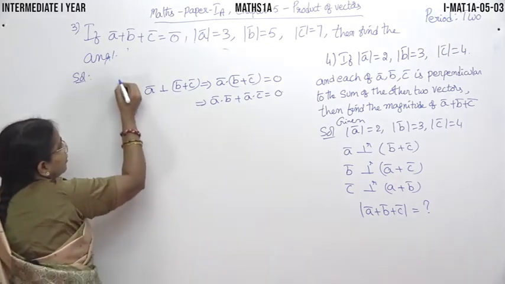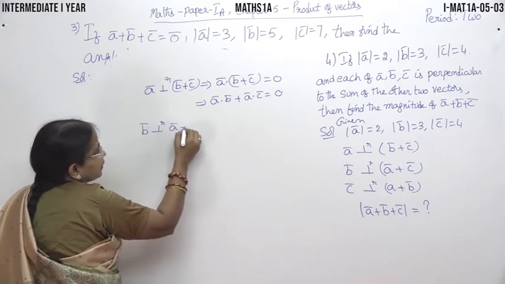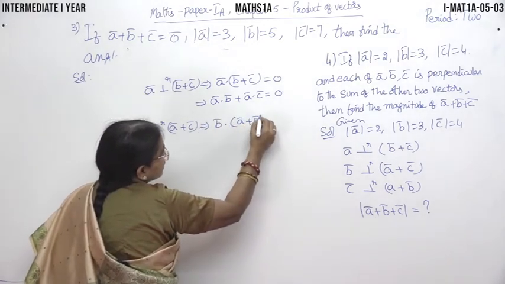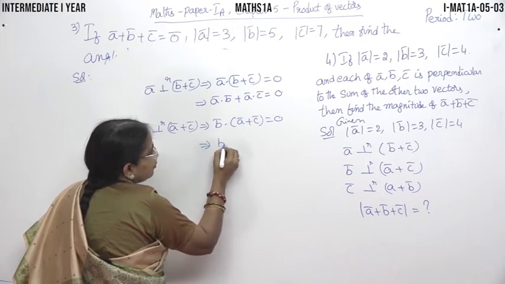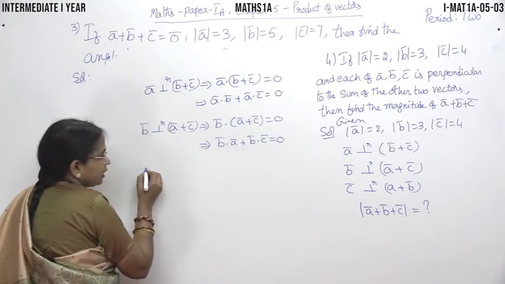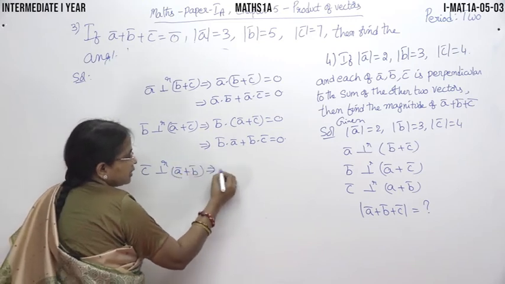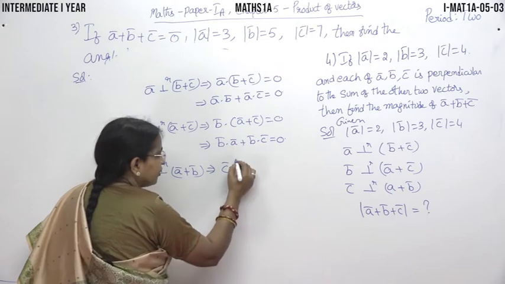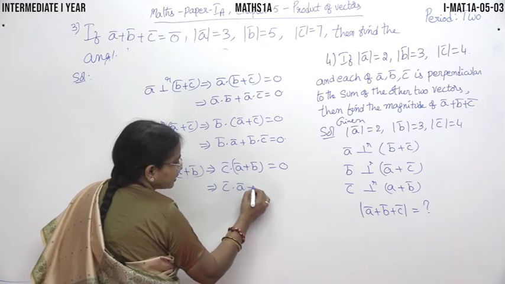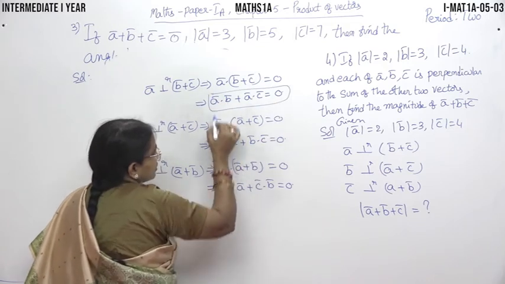Similarly, you have B is perpendicular to A plus C. So again B dot (A plus C) is equal to 0. So that means B dot A plus B dot C is equal to 0. Similarly, C is perpendicular to A plus B, which implies that C dot (A plus B) is equal to 0. So that means C dot A plus C dot B is equal to 0. Now you take these three equations.